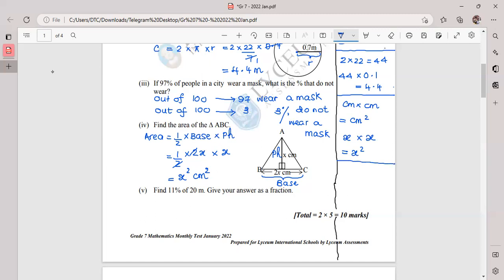Then question number 5. Find 11% of 20 meters. So you want to write it like this. When you read the question, you can do it, right?